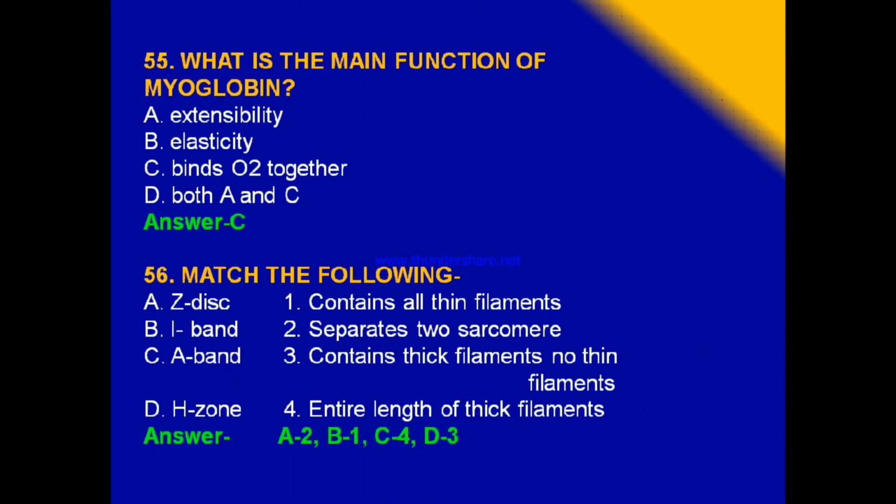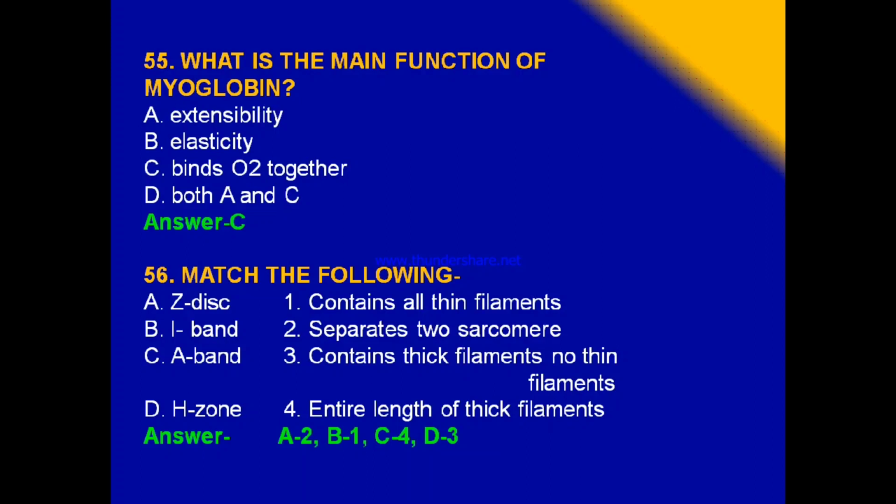Next question. What is the main function of myoglobin? Extensibility, elasticity, binds oxygen together or both A and C? So the answer is binds oxygen. Number 56. Match the following: Z disc, I band, A band and H zone. Option 1 contains all thin filaments. Option 2 separates two sarcomeres. Option 3 contains thick filaments, no thin filaments. Option 4 is the entire length of the thick filaments.